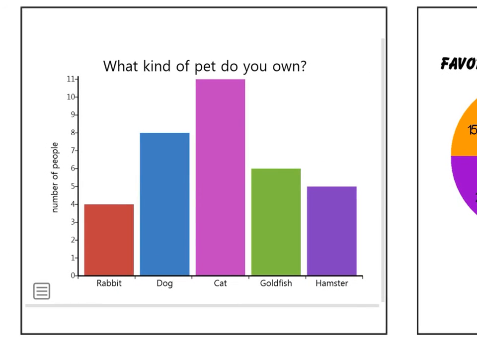The next one is our bar graph. Here we have types of animals at the bottom and the number of people at the top. Our title says, what kind of pet do you own? The number of people that own a rabbit is 4, because we look at our bar and it's up to the 4. The number that own a dog, we go up and we see there's 8. Cats are 11. Goldfish looks to be about 6, and a hamster about 5. So again here, we're looking to see what kind of pet do you own. So we have our pets, and then the number of people that own that pet.